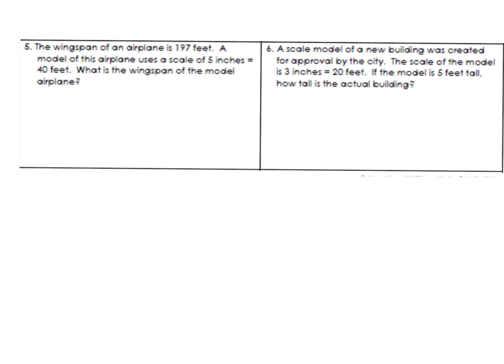So number 5. The wingspan, here's our set up for our proportion. The wingspan of an airplane is 197 feet. A model of its airplane uses a scale. Now we're going to put this first: 5 inches equals 40 feet. So where are we going to put the 197 feet? We're going to put it on the bottom by the feet.